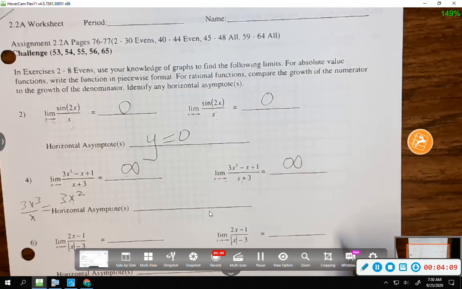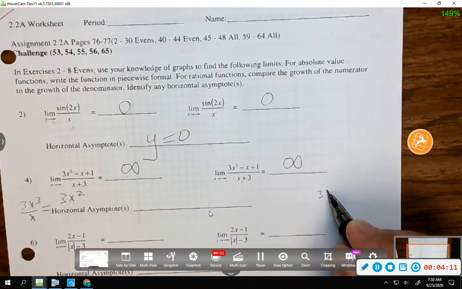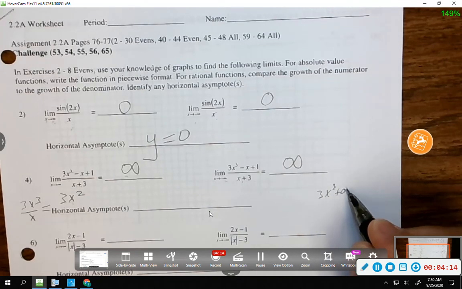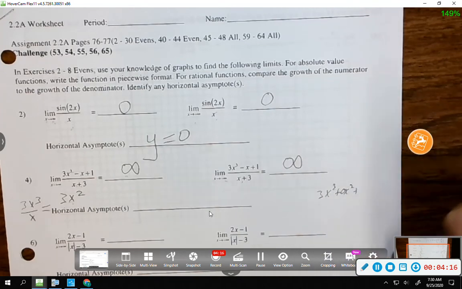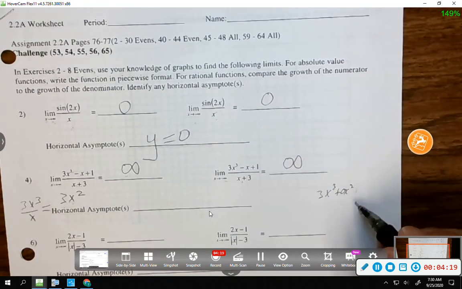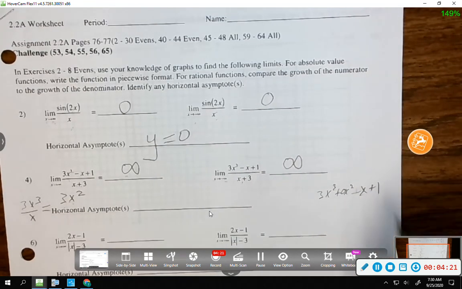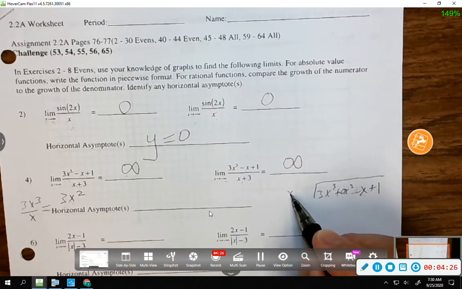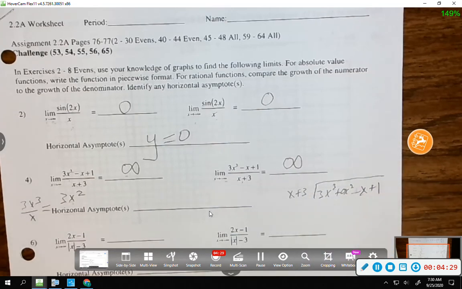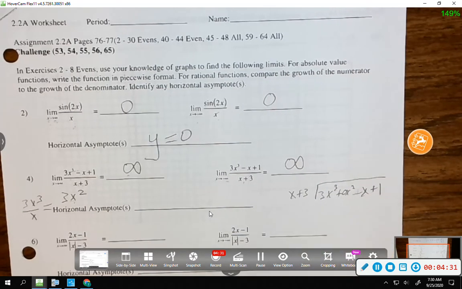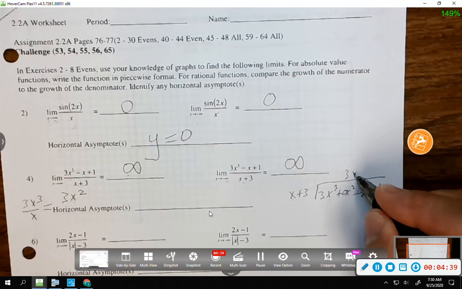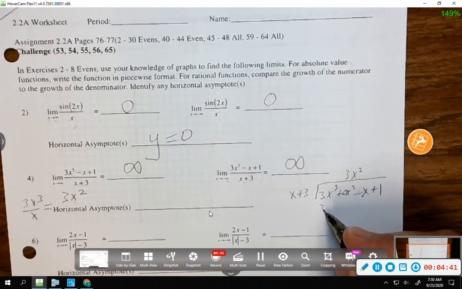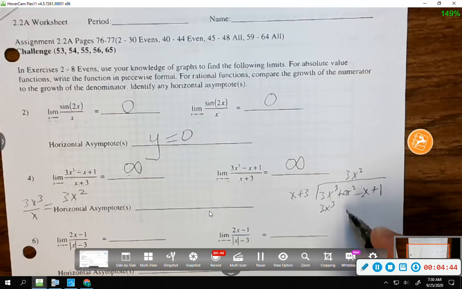Now I may come down into here a little bit, but if I did 3x cubed plus 0x squared minus x plus 1, and I divided that by x plus 3. This probably would have been a good time for me to show you synthetic division because it doesn't take as much space. But what am I going to multiply x by in order to get 3x cubed? I'm going to multiply by 3x squared. 3x squared times x is 3x cubed plus 9x squared.